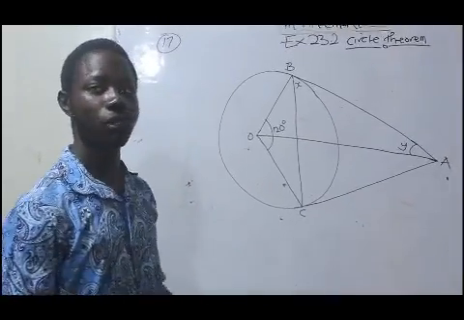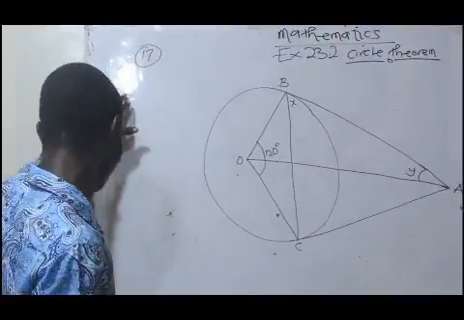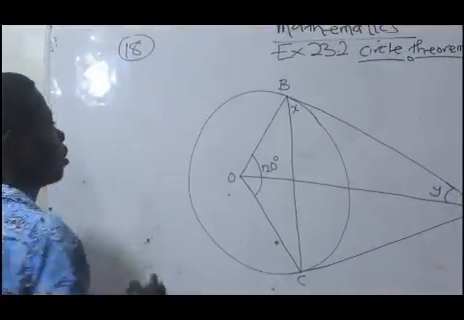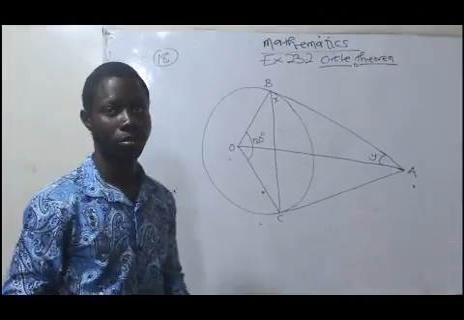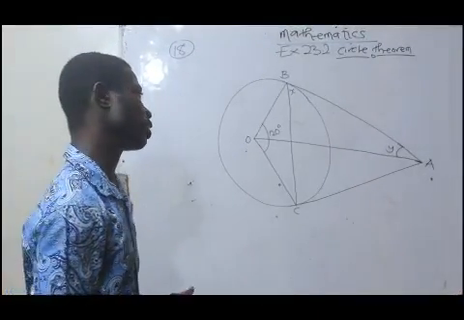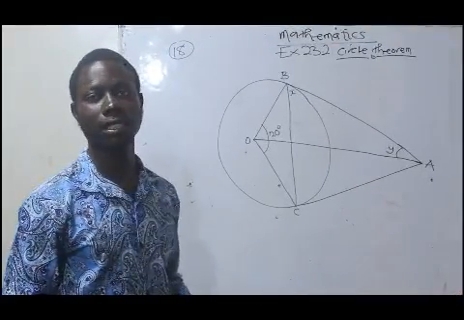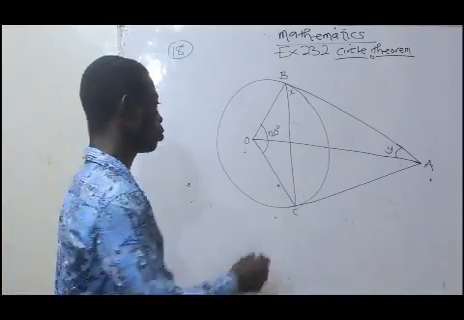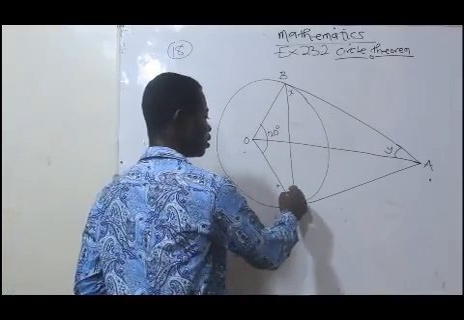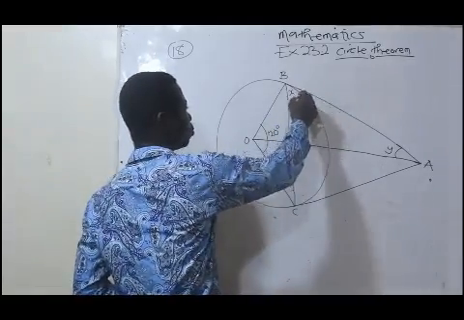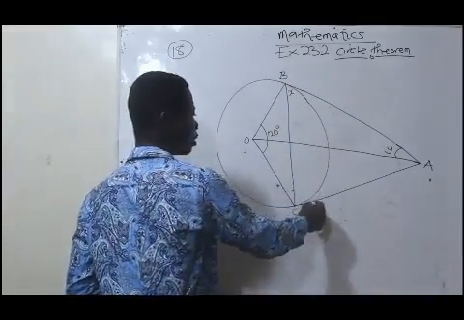Okay, so we know we are on question 18 now. We know from the previous question we've solved that a radius meets a tangent at the circumference of a circle to give us 90 degrees. So this radius meets this tangent and then we have 90 degrees here. We also have 90 degrees here. So this whole angle is 90, this whole angle is 90.